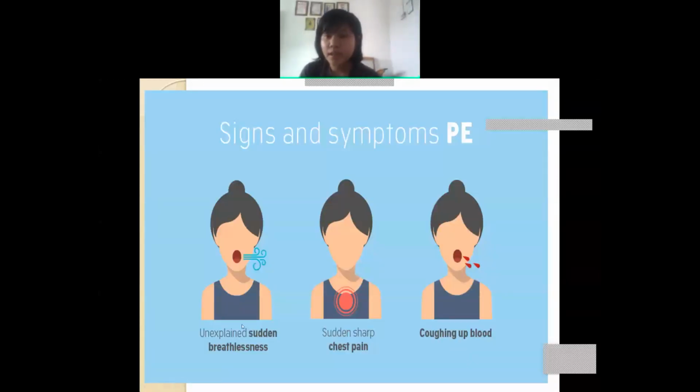All this unexplained sudden breathlessness, the person will find difficulty in breathing, then sudden chest pain, the person will feel pain in the chest area, then coughing up blood. So all these are the signs and symptoms of PE, that is pulmonary embolism. Is it clear?